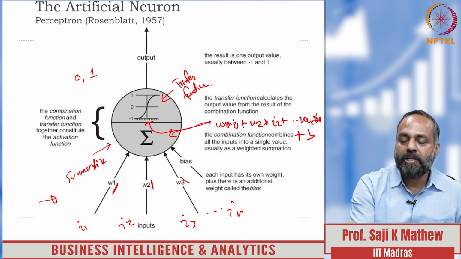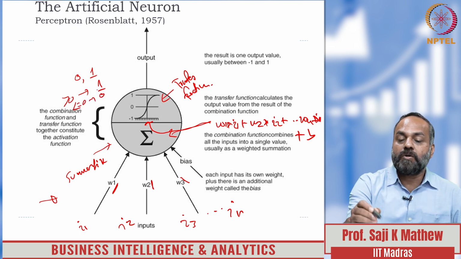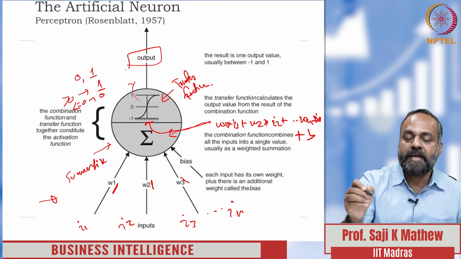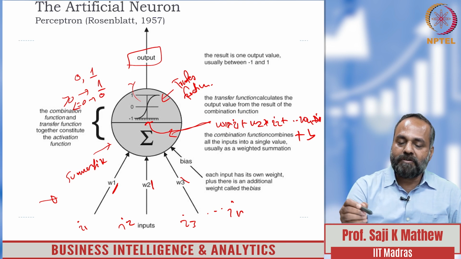If the transfer function is a step function, the output can be either 0 or 1. If the total value, the weighted sum of this junction, is more than 0, then the output will be 1. If it is less than or equal to 0, the output will be 0. That is what the transfer function will do if it is a step function. Here it is a logit, a sigmoid function, and therefore it's an S curve.